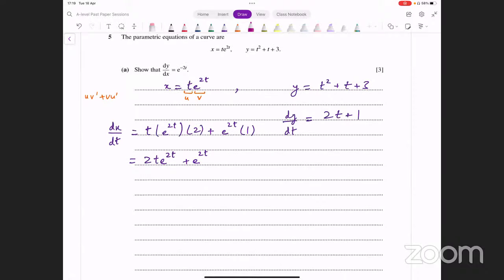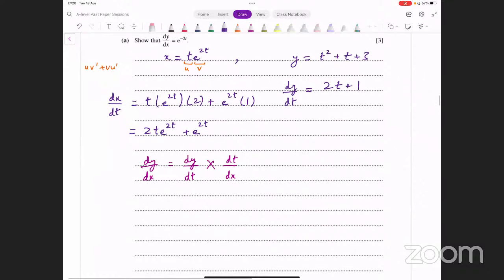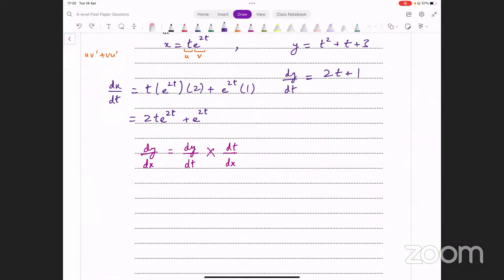उसके लिए हम क्या करेंगे? Parametric differentiation में क्या करते हैं? Chain rule use करते हैं. dy over dx is going to be equal to, we're going to have two fractions here. The first fraction is going to have dy as the numerator, and the second fraction is going to have dx as the denominator. और दरम्यान में इस स्पेस में जो आपका थर्ड वेरिएबल है वो आ जाएगा. In this case, the third variable is t. So you have dt here and you have dt here. What's dy over dt? dy over dt is 2t plus 1. Just input that here.